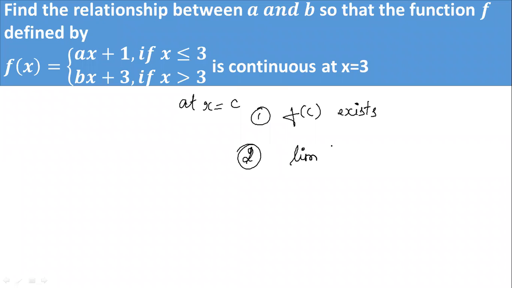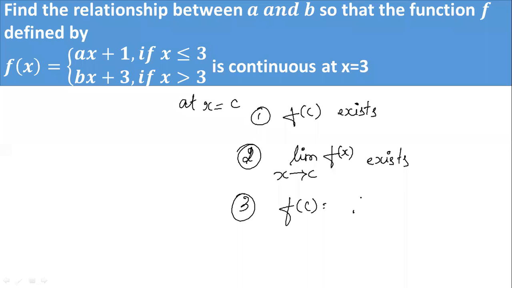So, limit of f of x as x tends to c exists or not. Okay, what is the third condition? Both are equal. You have to check whether f of c is equal to the limit of f of x as x tends to c. So this is how you prove a given function is continuous at a point.